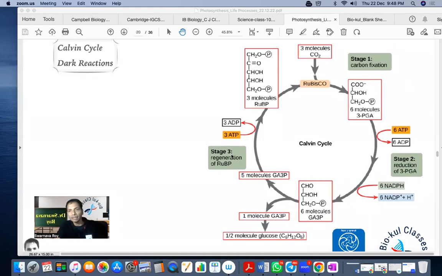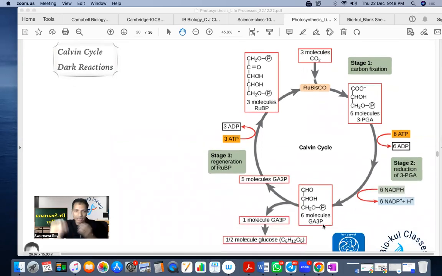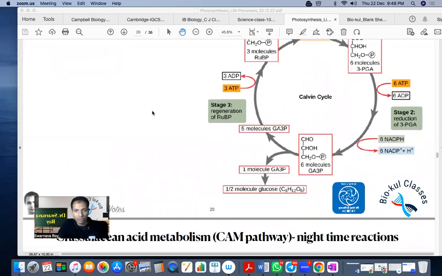So Calvin cycle has 3 steps. We have the carbon fixation, where the RUBP is fixing the carbon dioxide with the help of the enzyme Rubisco. And then we have 3-PGAs formed, phosphoglycerate or phosphoglyceric acid. This 3-PGA is reduced by the assimilatory power ATP and NADPH to form the GA3P or glyceraldehyde 3-phosphate. This glyceraldehyde 3-phosphate, 1 molecule comes out of the Calvin cycle, which ultimately forms the glucose. The remaining 5 are recycled to form the RUBP. Okay? So this is all about the Calvin cycle.